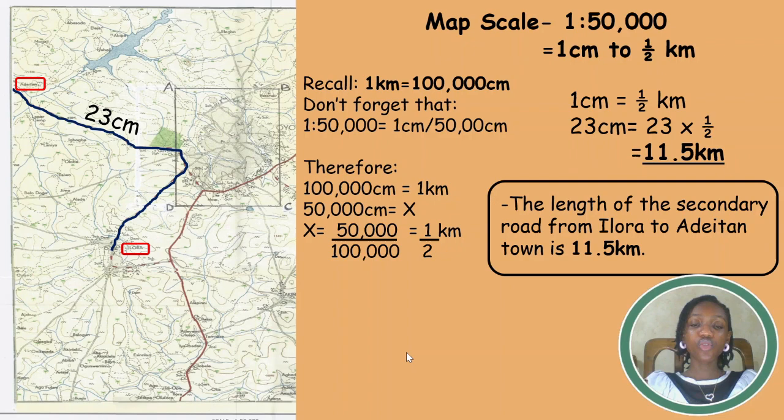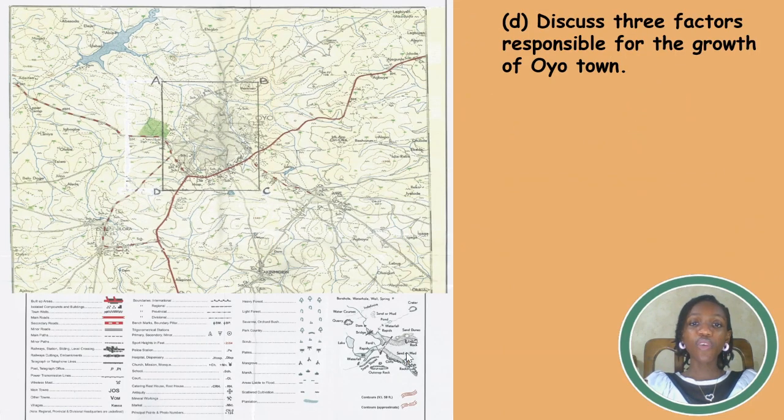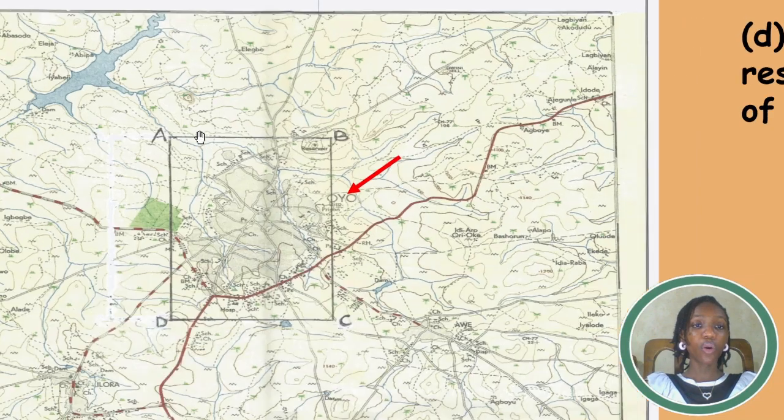And now moving on to the last question. Discuss 3 factors responsible for the growth of Oyo town. So first, we need to find Oyo town on the map, which is the main town and also the name of our map. Remember, the name of our map is Oyo NE. And right here, we can see Oyo.